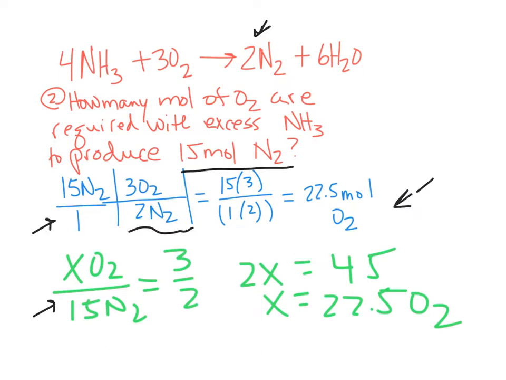Just be aware that when you set up this comparative ratio, what's on the top is the same molecule as what's on the top on the other side of the equation. So it's O2 over N2 equals O2 over N2. Typically, it's better if you put the variable in the numerator.